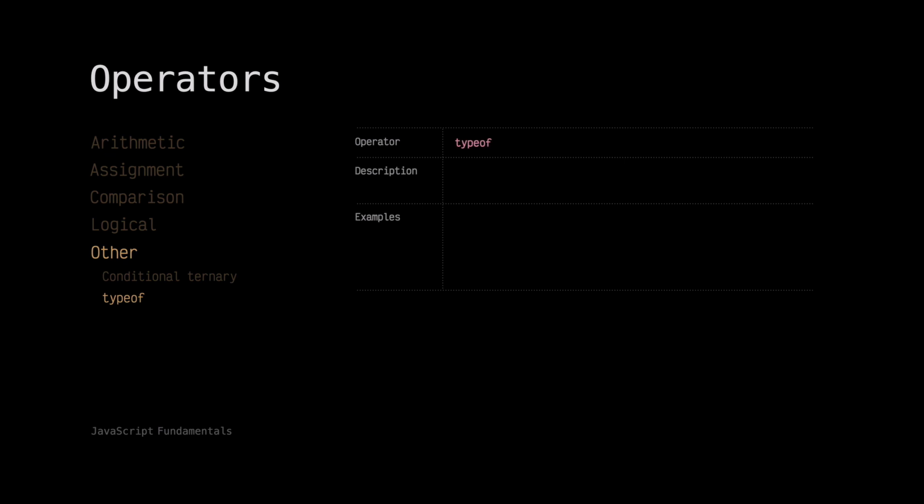Typeof operator. The typeof operator is used to get the data type of its operand. It returns a string. The operand can be either a literal or a data structure, such as a variable, a function, or an object.